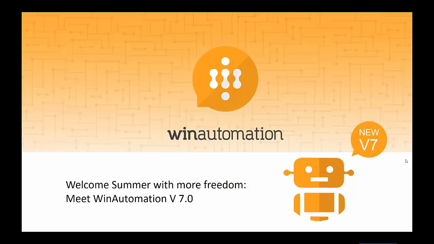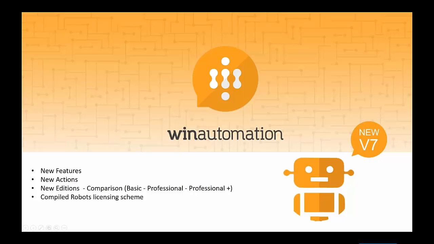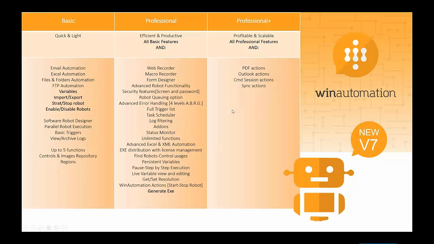Hello everybody, I'm John. I would like to welcome you from my part to this webinar about the brand new version 7. We will discuss the new additions, the new features and the new actions, and in general everything that is introduced in the new version. I would like to start by going through the new features first, the new actions then, and then we will talk about the new additions and have a little comparison about them. And last but not least, we will talk about the executables licensing scheme that can be provided by Professional Plus editions. So firstly, let's have a look at the new additions that Softomotive introduces with WinAutomation version 7.